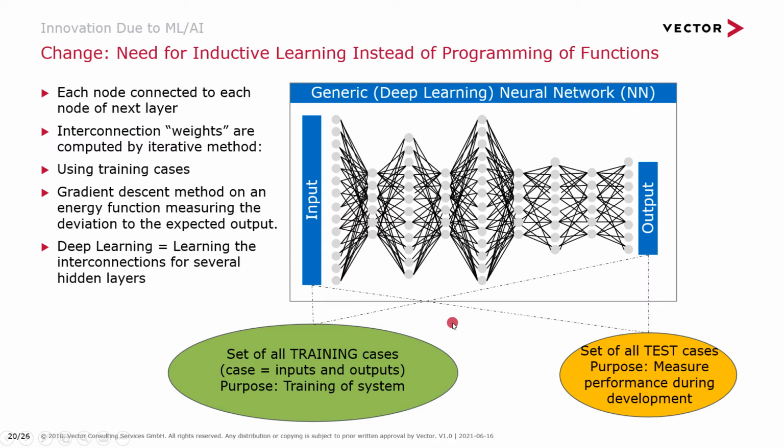So the change is inductive learning instead of programming of functions. I have depicted here a deep learning neural network. You can also take other approaches, but what they have in common is the following. You are learning something from training data, and you don't need to program these functions by yourself. So you have a set of training cases that you use to represent to your learning algorithm, and you have a set of test cases that you use to finally check out how well it is doing. And by this learning algorithm and these training cases, you do some adjustments of the internal parameters.